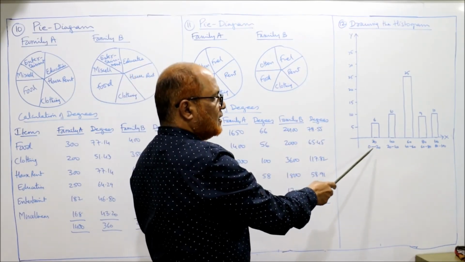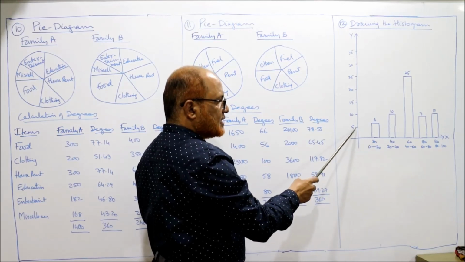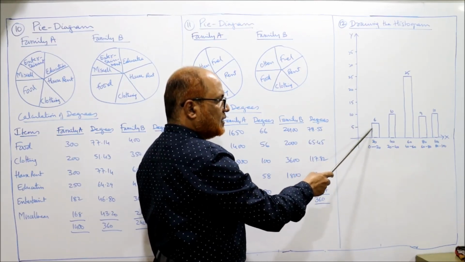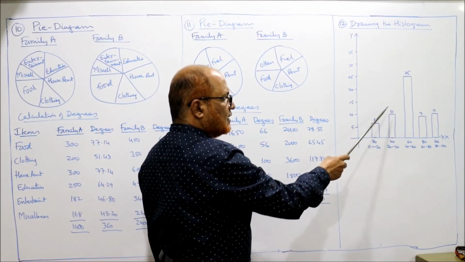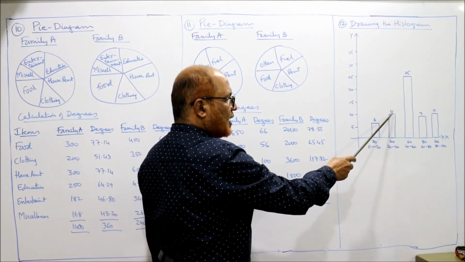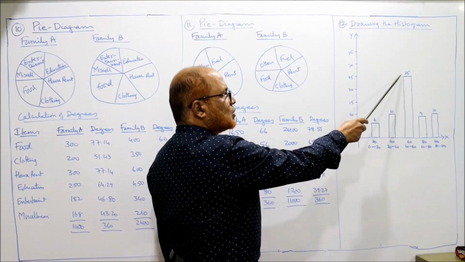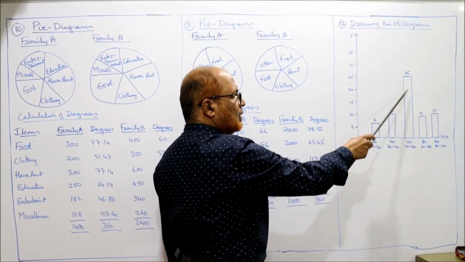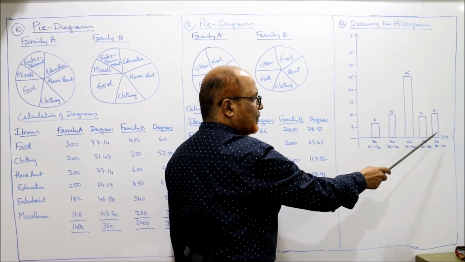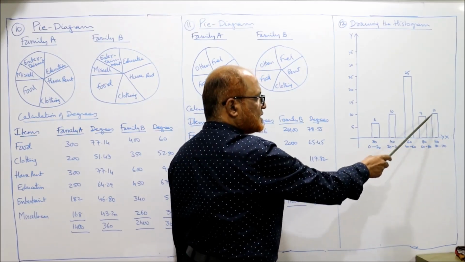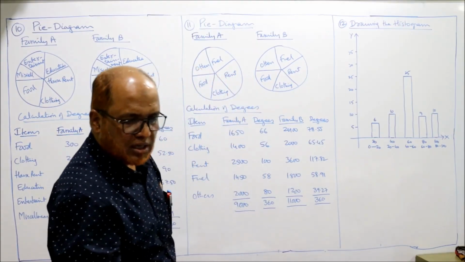Then for 0 to 20, the frequency is 6. So just above 5, put a mark and then draw a bar. Then for 20 to 40, the frequency is 10. So against 10, put a mark and then draw a bar. Then 40 to 60, frequency is 25. So against 25, put the bar. For 60 to 80, 9. So against 9, put a bar. The last, 80 to 100, 10 is the frequency. So against 10, put a bar. This is called the histogram.